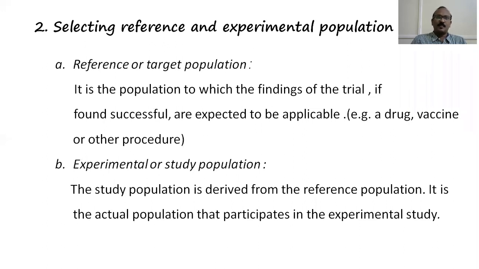The reference or target population can be people living in a particular country or in a geographical area, or it can be school-going children, or it can be workers in a particular factory or obstetric population, like that. Experimental or study population. Now, this experimental or study population is derived from the reference or target population. It is the actual population which participates in the conduct of the randomized controlled trial.